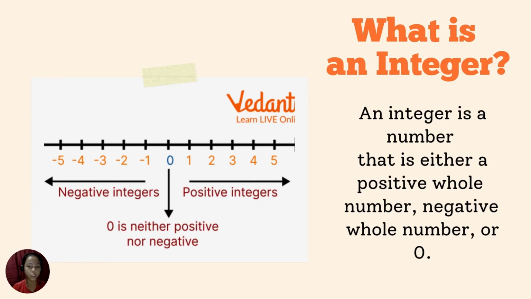What is an integer? An integer is a number that is either a positive whole number, a negative whole number, or 0. Now, kindly look at the picture. This is called the number line. The numbers on the left side, negative 5, negative 4, negative 3, negative 2, and negative 1, are called negative integers. While on the right side, we have 5, 4, 3, 2, and 1. They are called positive integers.